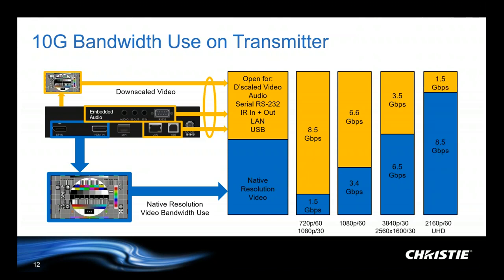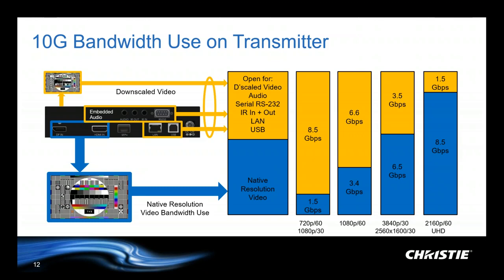When you get up to 2160p, so 4K at 60, it's taking up 8.5 or even sometimes 9 gigabytes of bandwidth, and so you only have 1.5 gigabytes of bandwidth left for everything else, for the stream 1, the downscaled version of the video signal, the audio, and everything else.